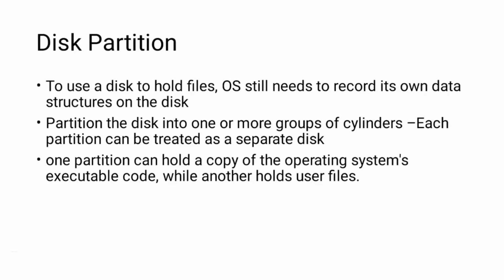Disk partition. To use a disk to hold files, the operating system still needs to record its own data structures on the disk. The first step is to partition the disk into one or more groups of cylinders. The operating system can treat each partition as though it were a separate disk. For instance, one partition can hold a copy of the operating system executable code while another holds the user files.